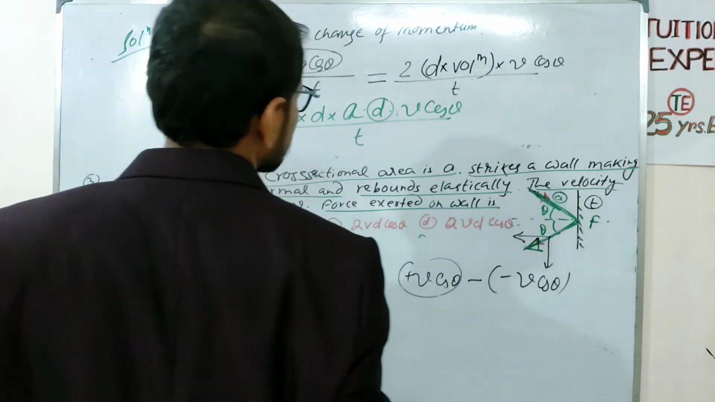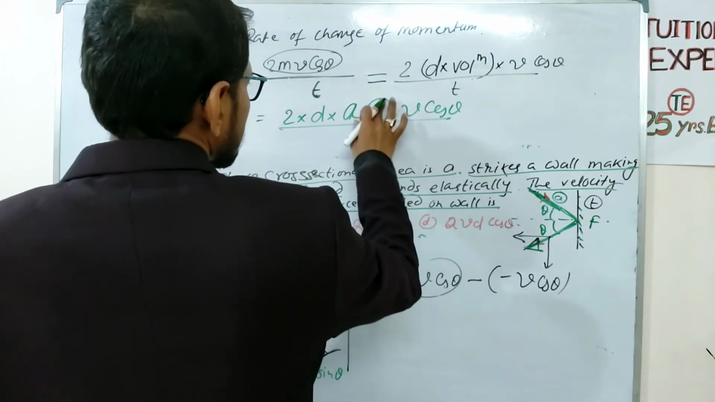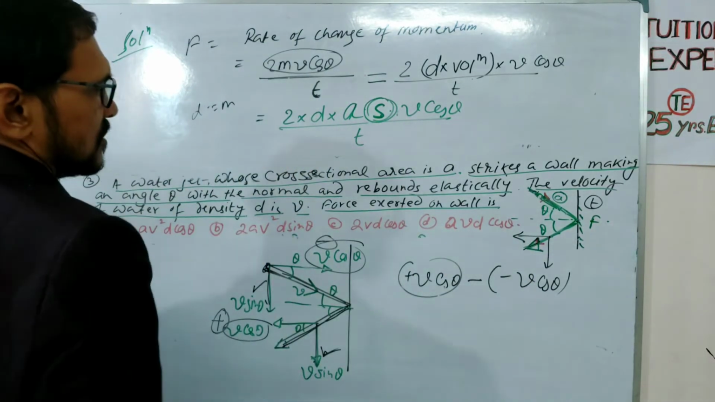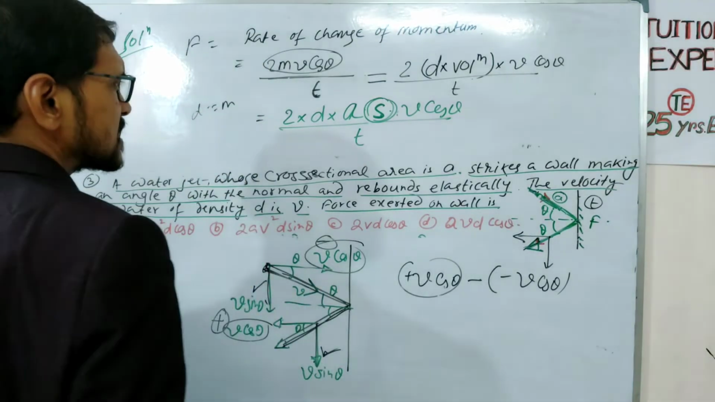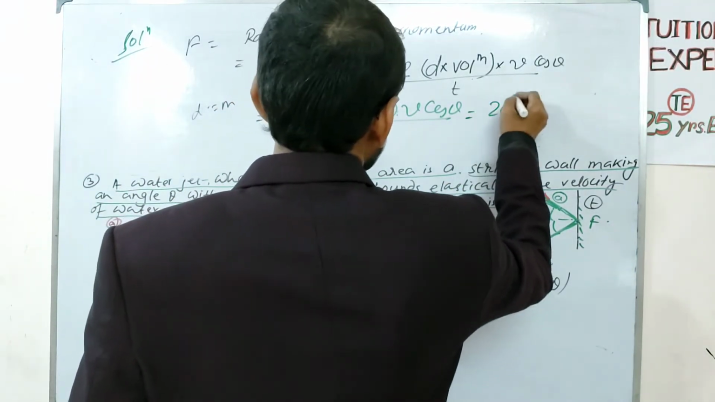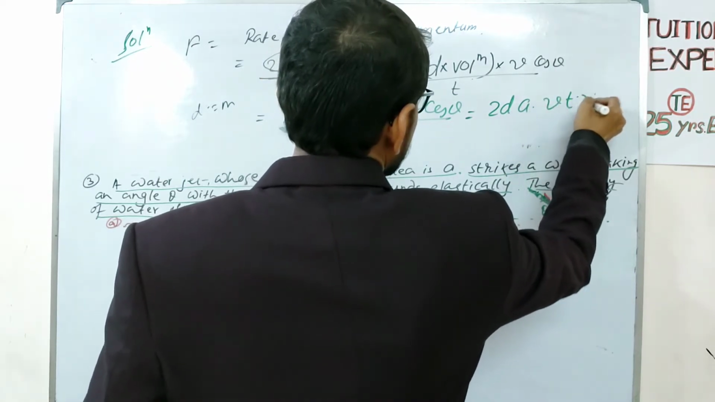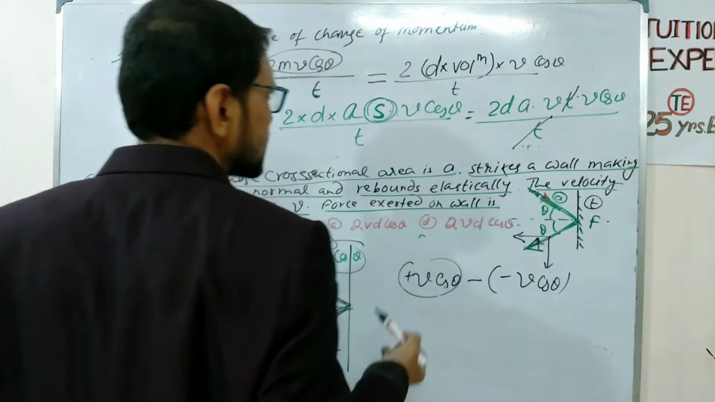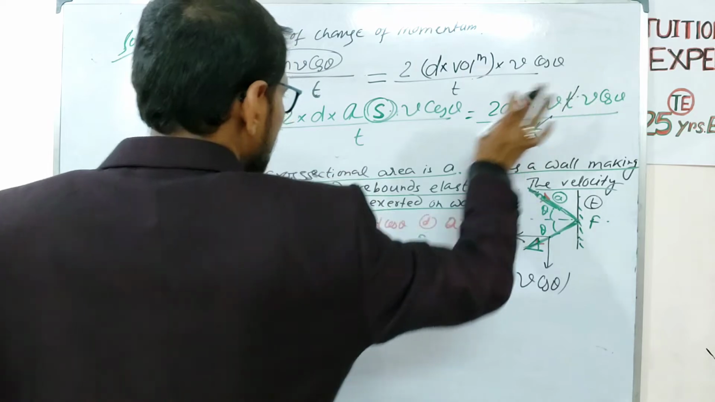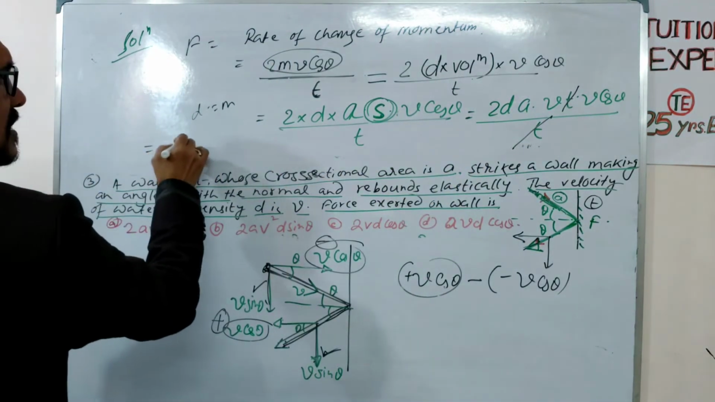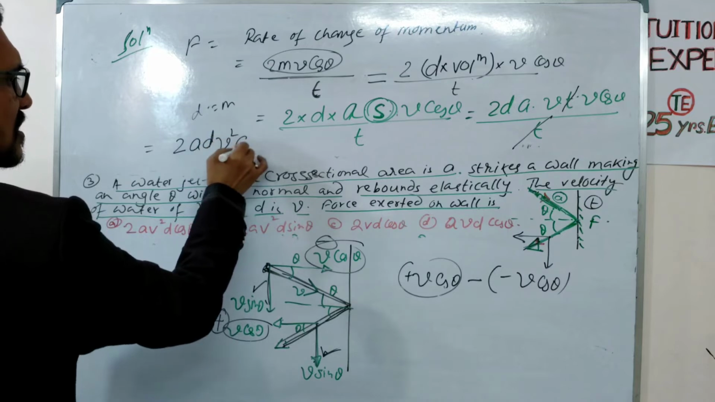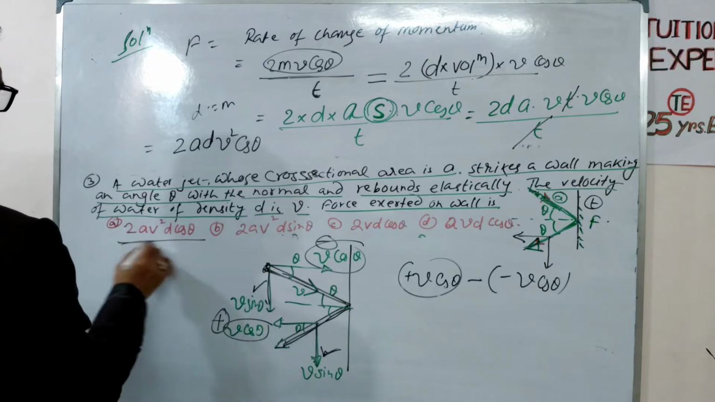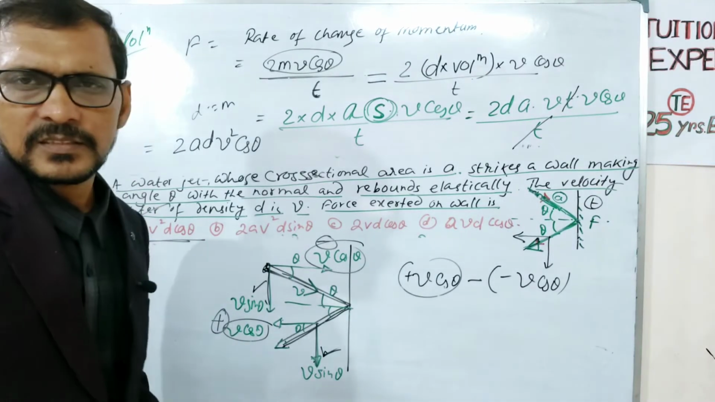Now what is the distance? Suppose distance traveled is s. Distance traveled equals velocity into time. So s equals v into t, and the force is 2 a v squared d cos theta times t by t. Cancel t from numerator and denominator. We get 2a v square d cos theta. So this is the answer, 2a v squared d cos theta.